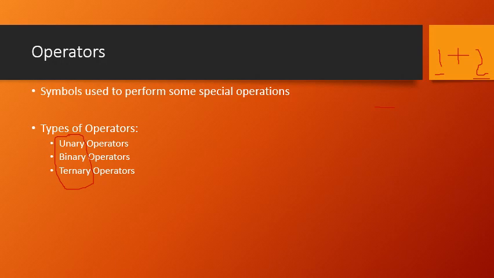Unary means these types of operators require only one operand to operate upon. Binary means two, so these types of operators require two operands. And the third is ternary, where these types of operators require three operands. In detail we will study in the upcoming classes.